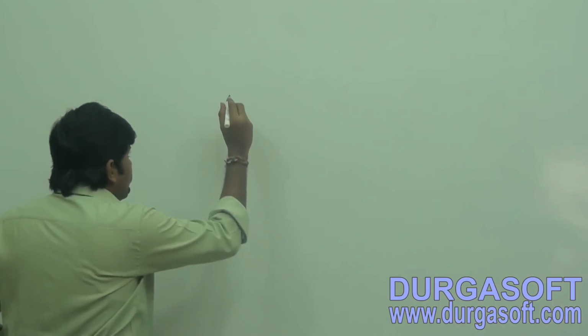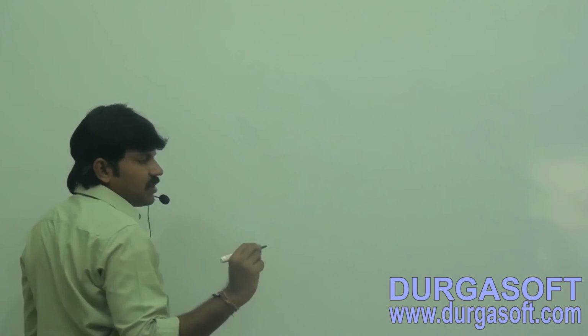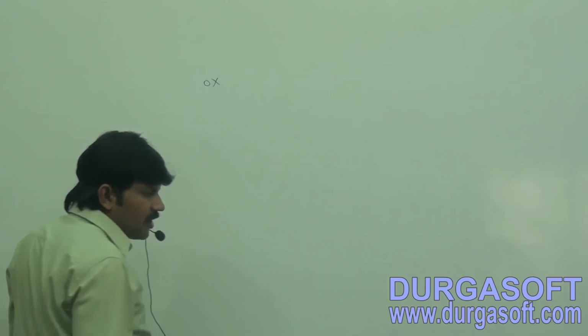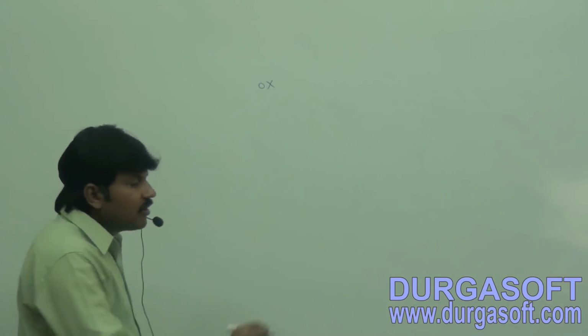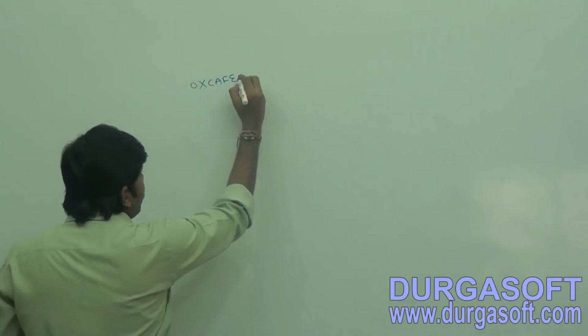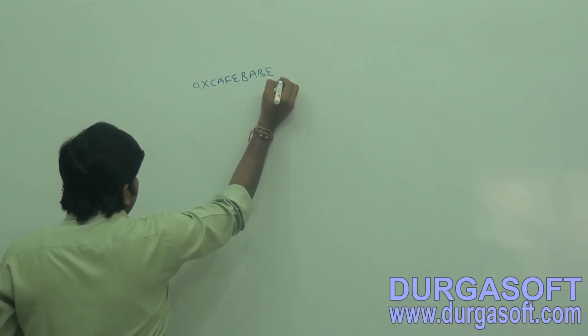how the JVM can identify whether the dot class file is valid or not, whether the dot class file is generated by a proper compiler or not. The first 4 bytes in every dot class file should be 0x. Now what is the meaning of 0x? 0x means hexadecimal number. So CAFE, BABE.